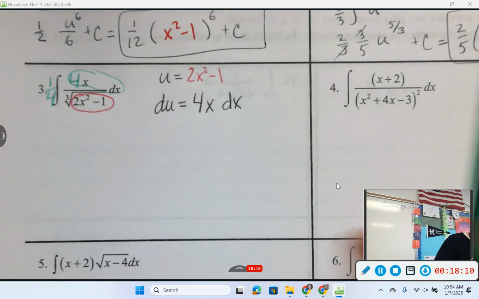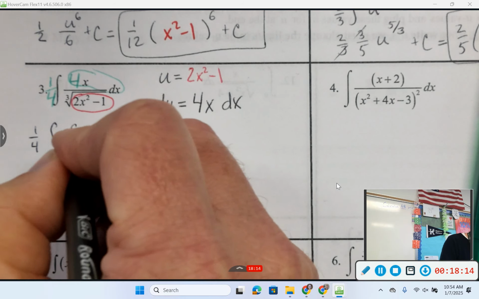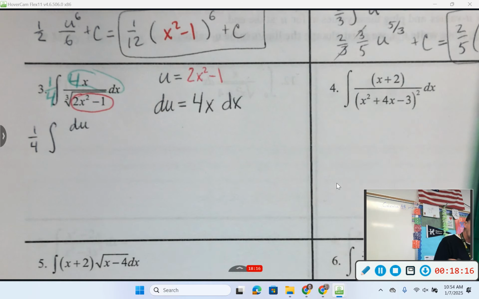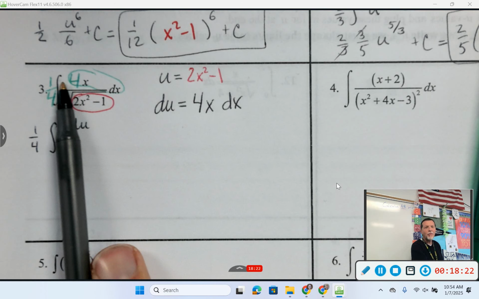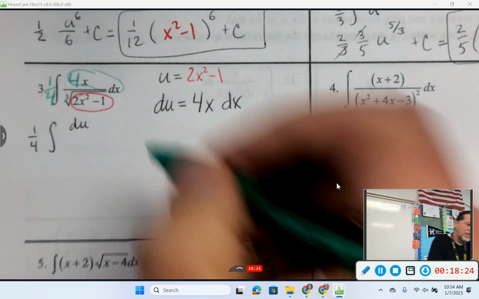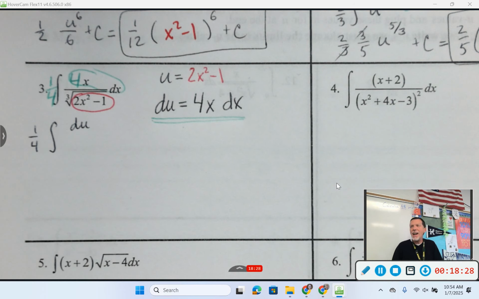So let's see what we've got here. A 1/4 out front, antiderivative. I'm sorry, where do you get the 4 and the 1/4? Okay, good question. I put the 4 in there because I wanted all of that to match so that I could replace it with du. So I sort of forced the match, and the cost for forcing the match was a 1/4 out front.